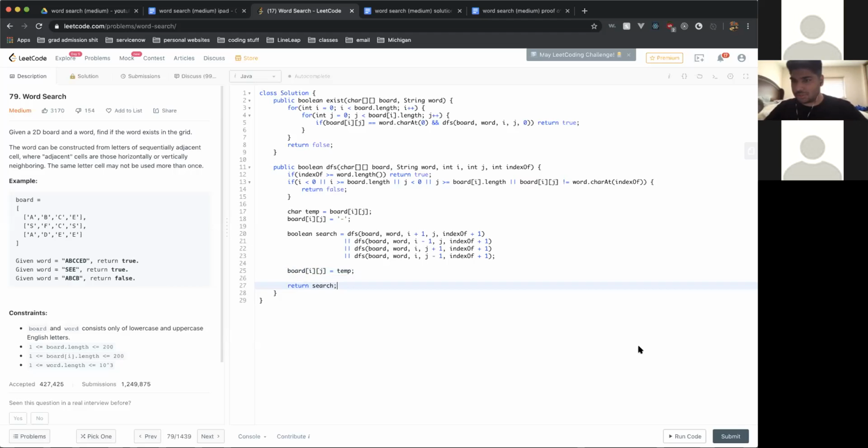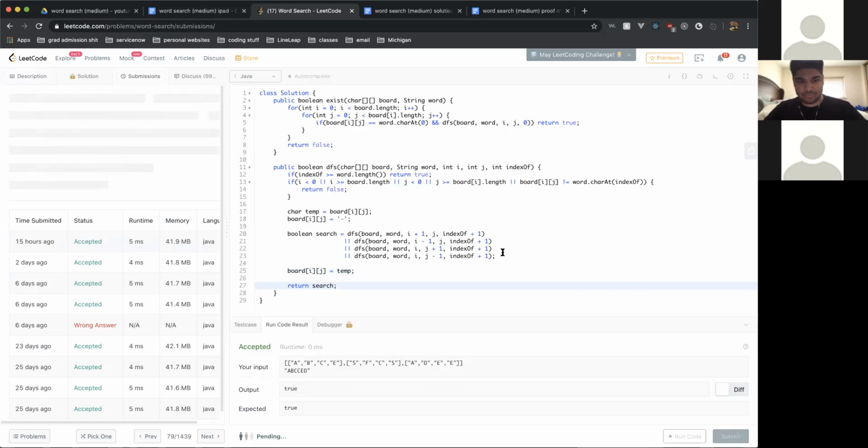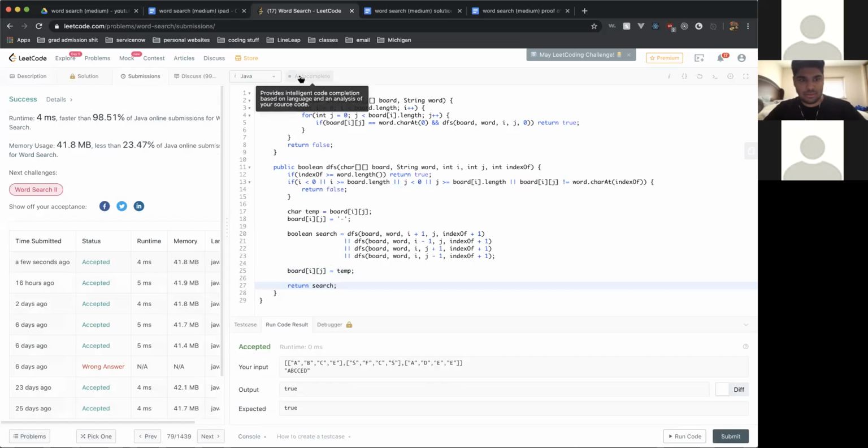It follows the structure of the pseudocode that we wrote, but let's go ahead and run this, make sure it compiles, and then we can go ahead and submit. You'll notice it's faster than 98% of solutions, which is really good. I think that if you're able to produce this in any kind of interview, they'd be pretty satisfied. But it's your pretty standard depth first search kind of algorithm.